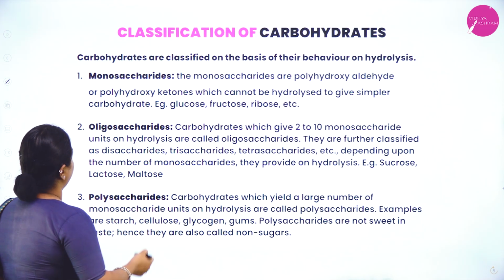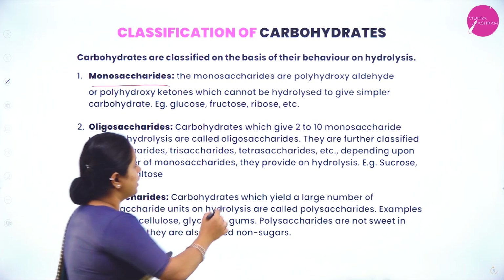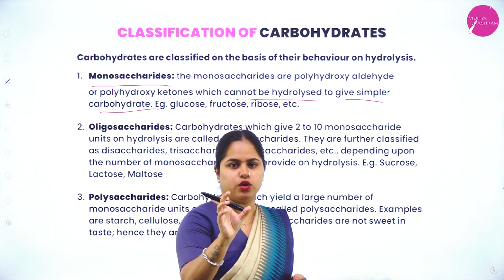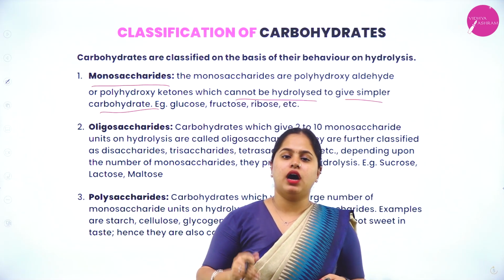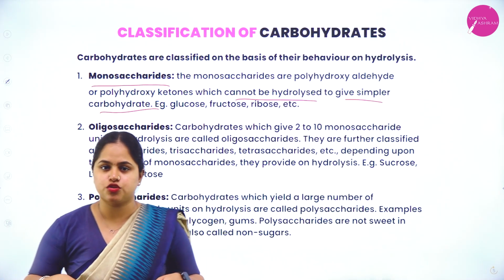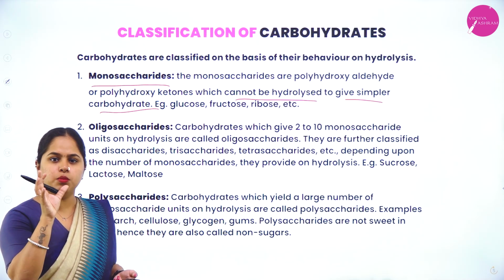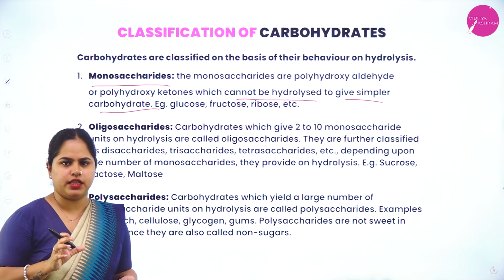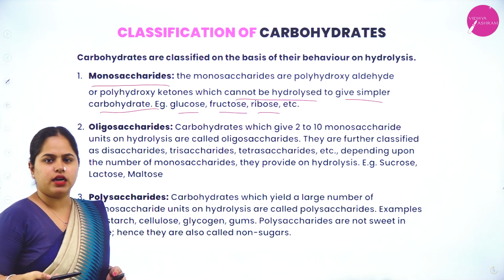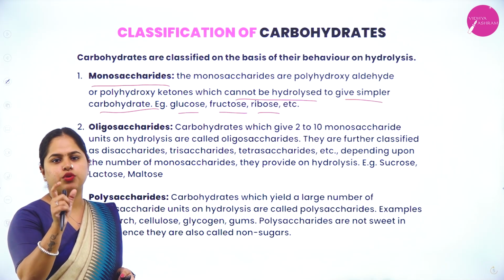So let's see. The first one is monosaccharides. The monosaccharides are polyhydroxy aldehydes or ketones which cannot be hydrolyzed to give simpler carbohydrates. So monosaccharide means only one unit will be there and that cannot be further hydrolyzed to form any polyhydroxy aldehyde or ketone. So it won't undergo any further hydrolysis to form further units. So that is a basic unit which forms a carbohydrate. So that is called a monosaccharide. Only one saccharide unit will be there. The examples for these are glucose, fructose, ribose, etc. All these under hydrolysis do not give any further smaller units. Okay, so monosaccharide is the smallest unit of the carbohydrate.